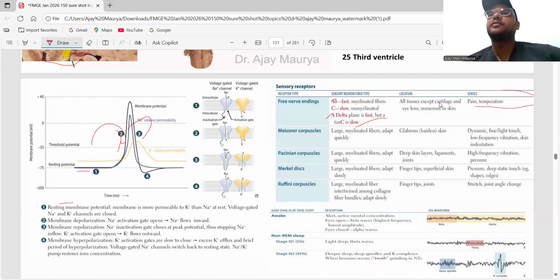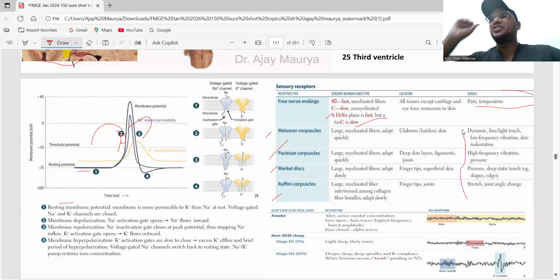Location, where it is, except cartilages. And there are also some receptors, like the Pacinian corpuscle, Meissner's corpuscle, and Ruffini corpuscles. You have to know what they are doing, their functions.